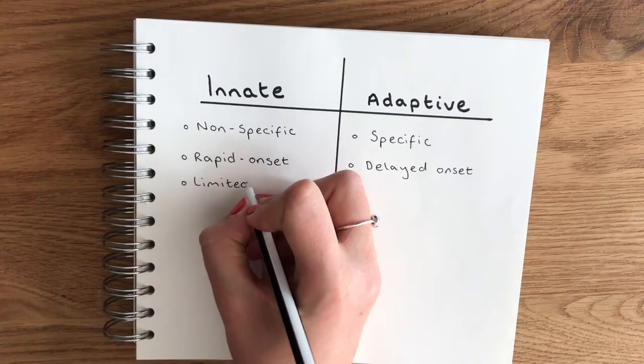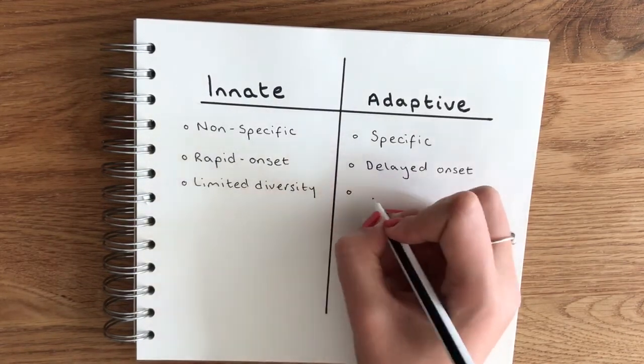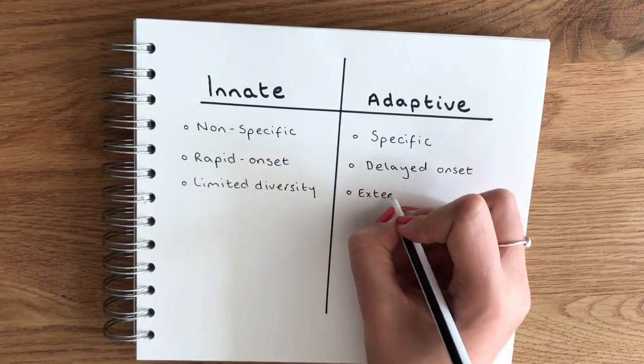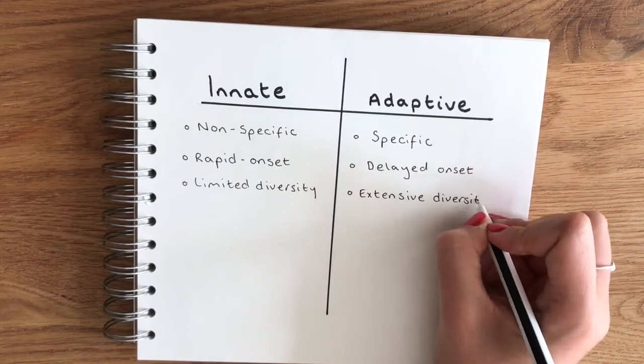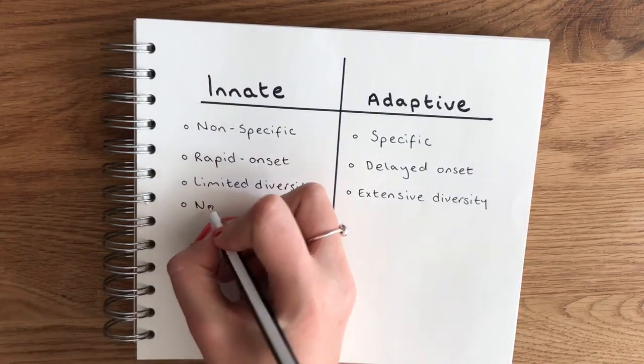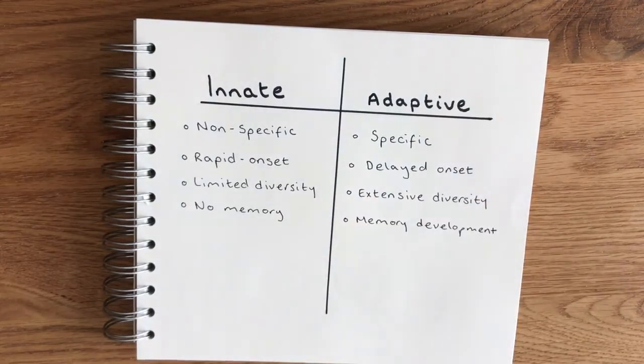The innate immune system has a limited diversity, whereas the process which generates the unique TCRs or antibodies on T and B cells makes the adaptive immune system extensively diverse. And finally, the innate immune system has no memory development, whereas the adaptive immune system does.